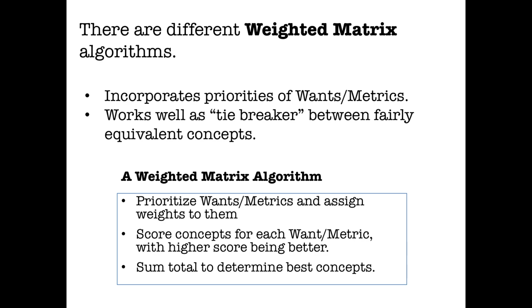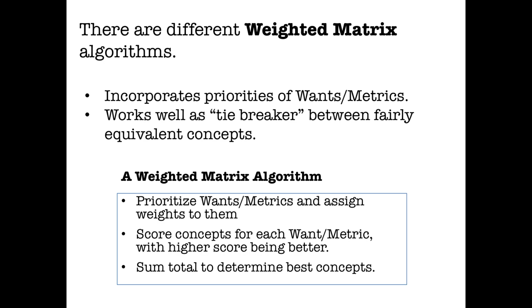All right. Now, know that, so that was the Pew matrix. Now we're going to talk about a weighted matrix. A weighted matrix incorporates priorities of wants and metrics. It works really well as a tiebreaker between designs that are fairly close to each other, right?